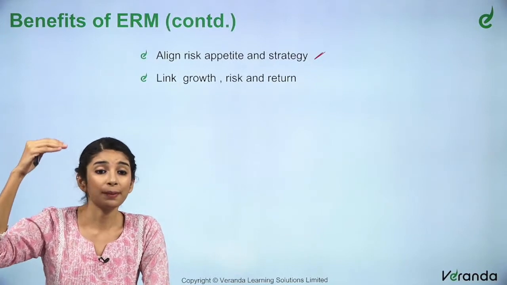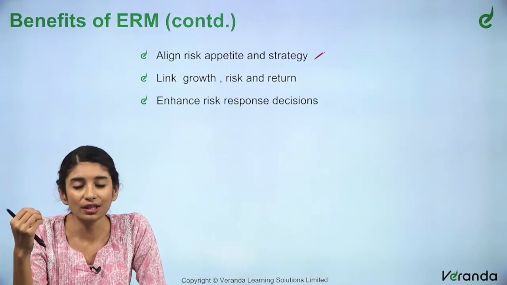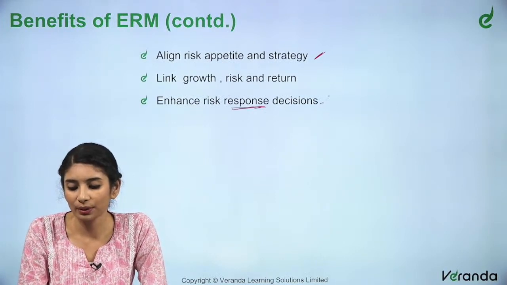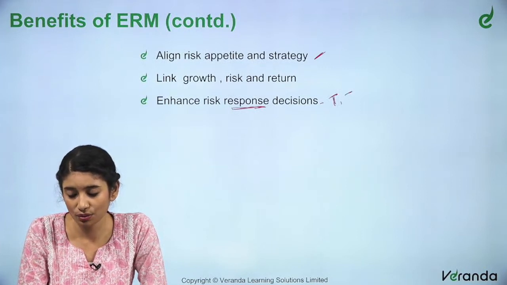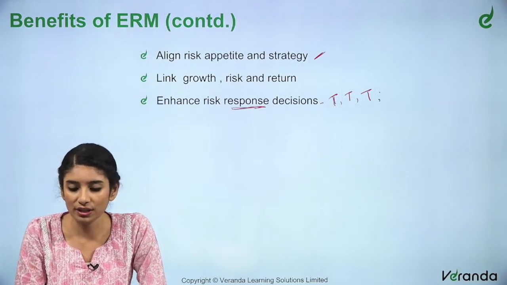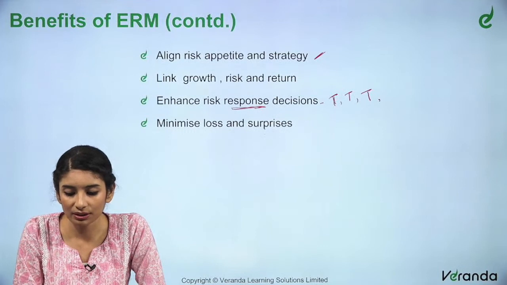Third, he grows up a little more, he gives responses. Enhance risk response decisions. In that I need to decide whether I need to terminate, treat, transfer or tolerate the risk. I have to decide all that here. Minimize the losses and surprises.